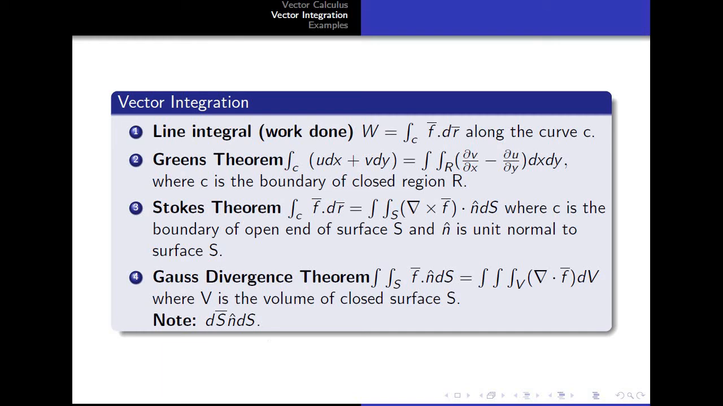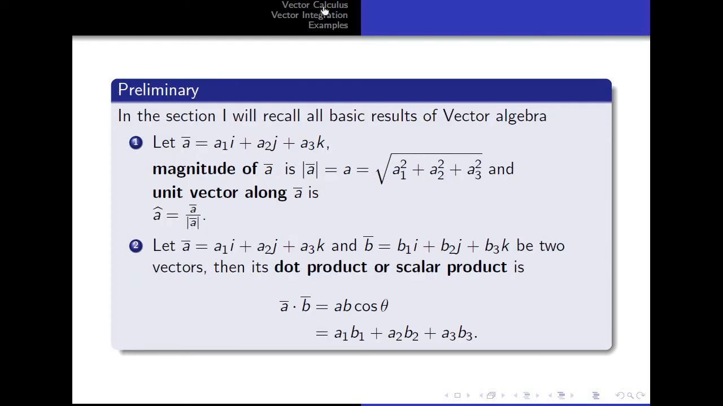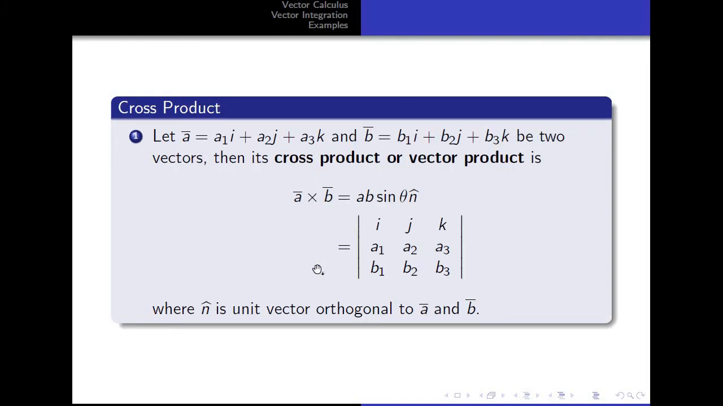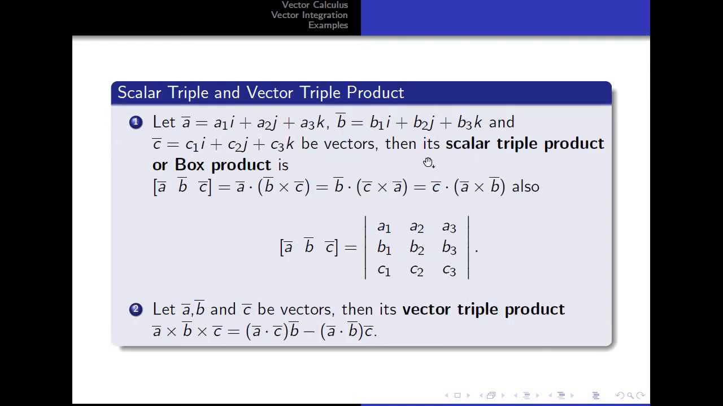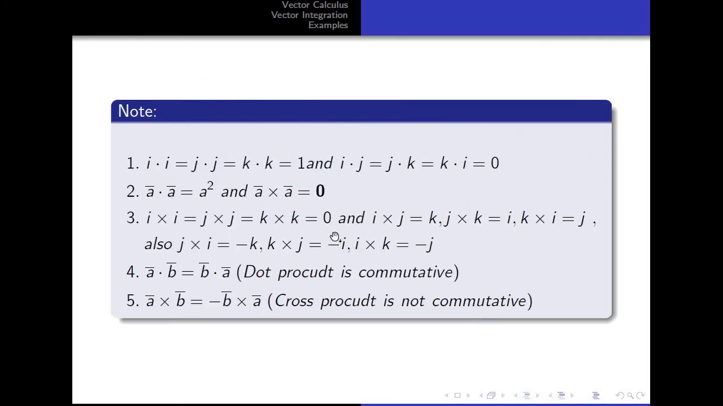Now this is the preliminary part. Again, I will recall this preliminary part very fast. Here: magnitude, dot product, cross product, box product or scalar triple product, vector triple product. These are some basic identities of vector algebra.